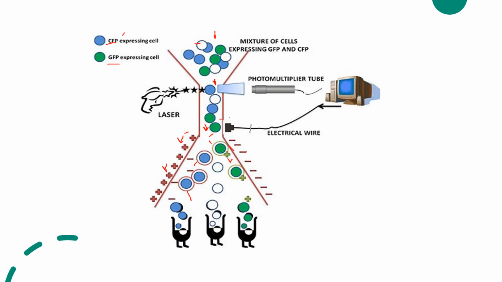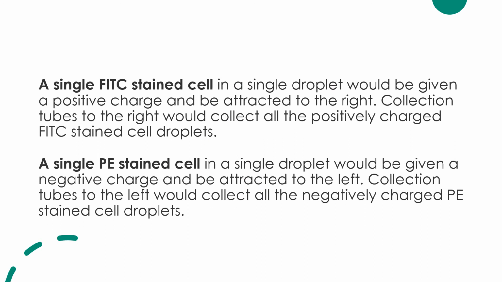There are some cells which are not stained with any kind of fluorochrome, so they are collected in a separate vessel. This is the technique or the principle of fluorescent activated cell sorting. Now it is very easy to understand or to study the cells because every cell is separated out. Here I want to give you one example also.